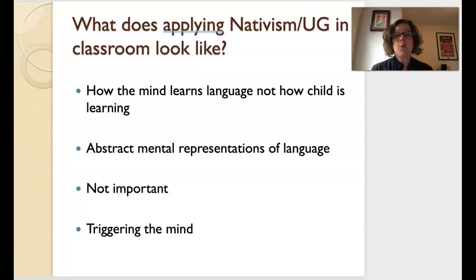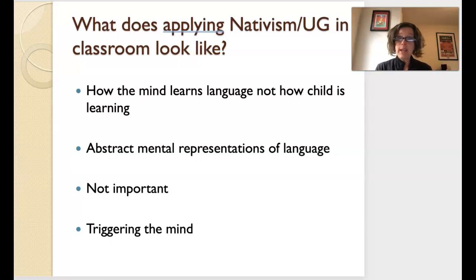Basically, how does applying nativism or universal grammar look? So this theory, of all 3 theories, is the one that is not concerned with how children learn the language, but it's really more connected to how the mind itself works. So what is the brain actually doing when it's learning the language? The application of nativism and universal grammar in classroom teaching is not quite as obvious as the other theories, as it's more concerned with the mental abstractions of language.